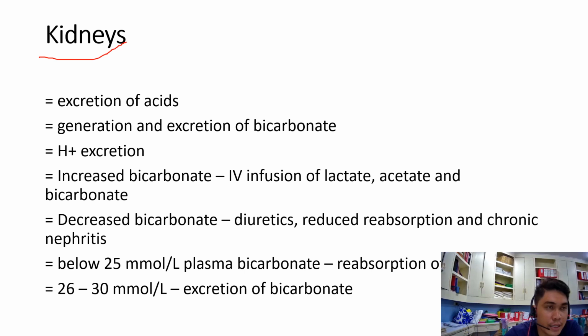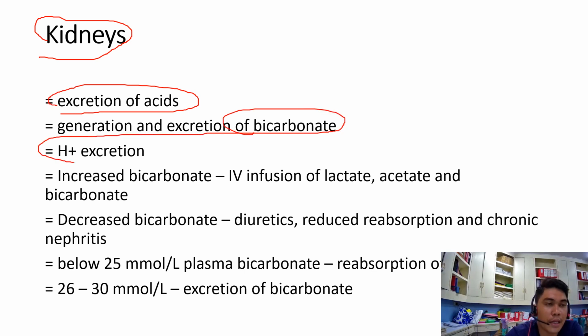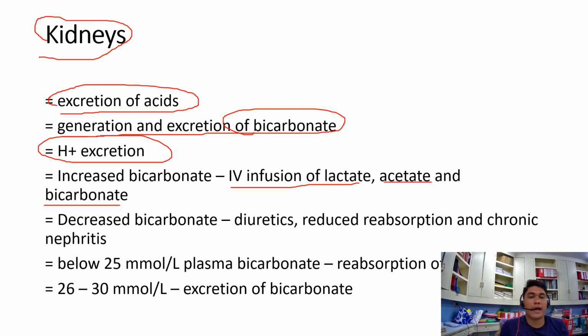Next organ, you have the kidneys. The function of the kidneys is the excretion of acids, generation and excretion of bicarbonate, and the excretion of H plus. The conditions associated with increased bicarbonate are IV infusion of lactate, acetate, and bicarbonate. For decreased bicarbonate concentration, you have the use of diuretics, which reduce reabsorption of bicarbonate, and increase excretion of bicarbonate.